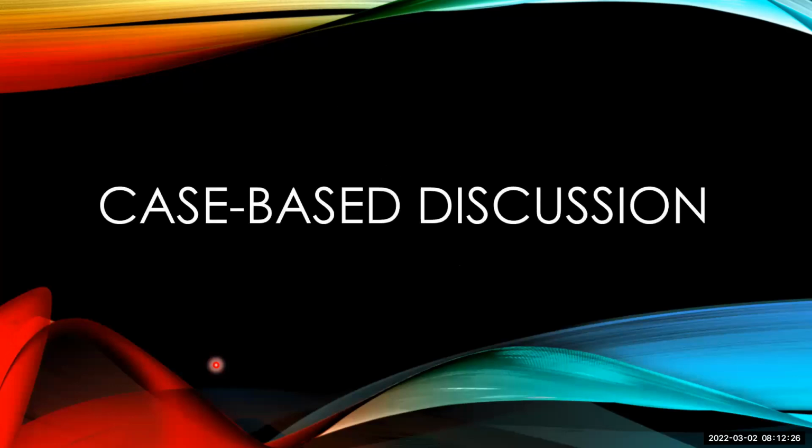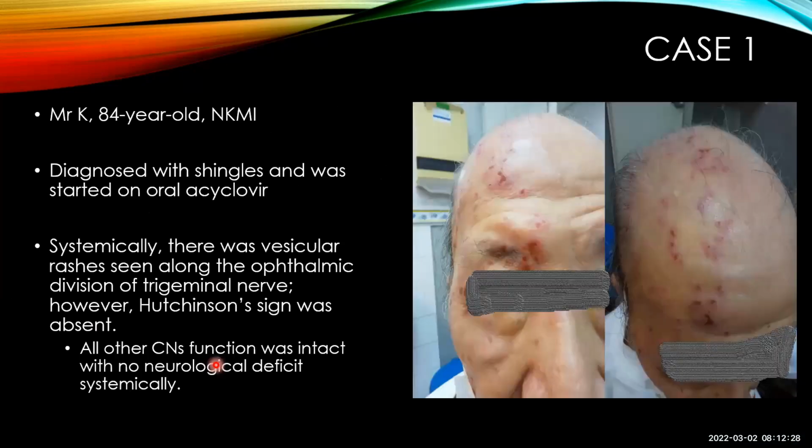Great, let's move on to case-based discussion now. This is the first case that we are going to see. Mr. K, an 84-year-old gentleman, no medical illness. He was diagnosed with shingles and was started on oral acyclovir 800 mg 5 times a day by the family medicine team. He was referred to us initially to rule out right eye herpes zoster ophthalmicus.